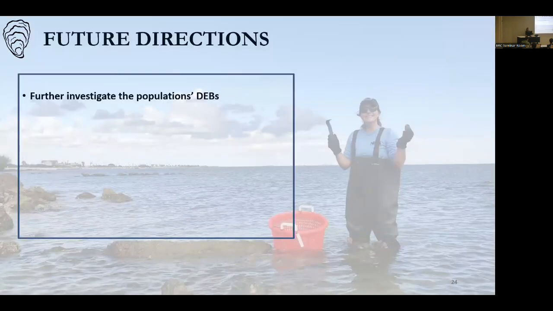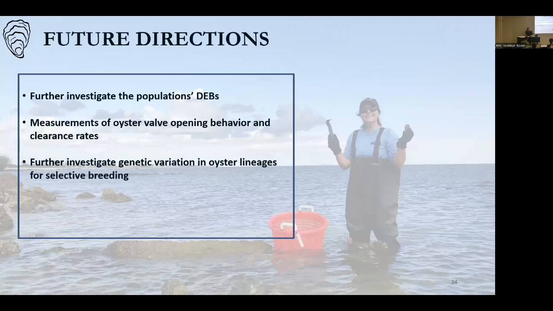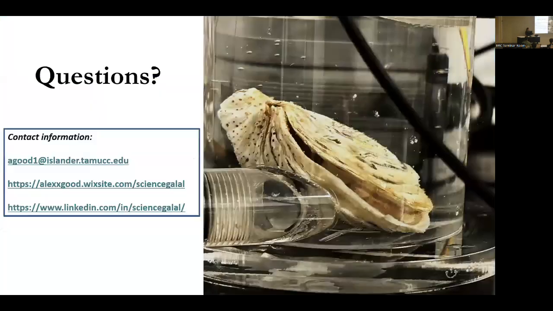And for future directions, we can look more into the dynamic energy budgets, look at that valve opening behavior with those videos, which is what I'm doing next for the publication. I think looking at clearance rates and also genetic variation in the lineages would be very important. And then we can ultimately provide that data for the suitability models.